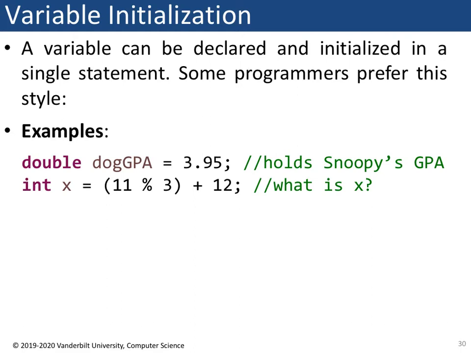Similarly, we can do the same thing with an integer variable x, and so we have declared an integer variable x and assigned it the value which will result from the expression 11 mod 3 plus 12. When using an assignment operator, we always evaluate the right-hand expression first. So we have 11 mod 3 plus 12 as our expression. Mod has a higher priority than plus, but that doesn't really come into play because we have parentheses, so we would be required to do what's in the parentheses first anyway. So 11 mod 3 is going to be 2.